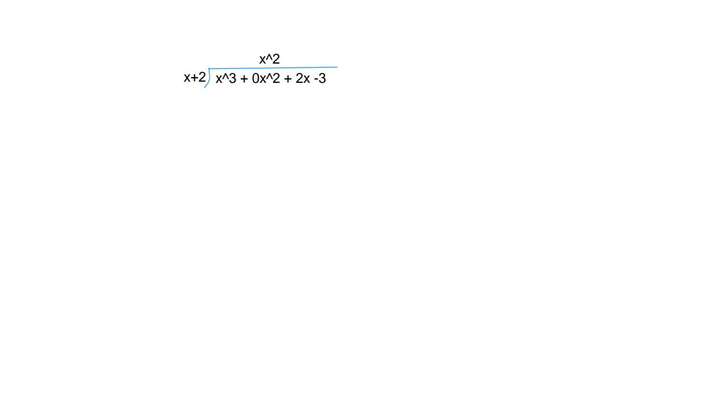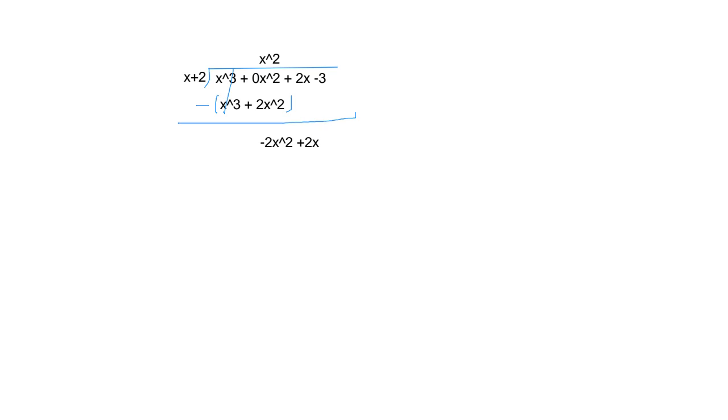Then we have to multiply x squared with 2. So plus 2x squared. Then we subtract. So that's how we get rid of x cubed, right? X cubed minus x cubed becomes 0. Now 0 minus 2x squared, that's negative 2x squared. Then plus 2x. Each time, because we're dividing by a binomial, we just take 2 terms.